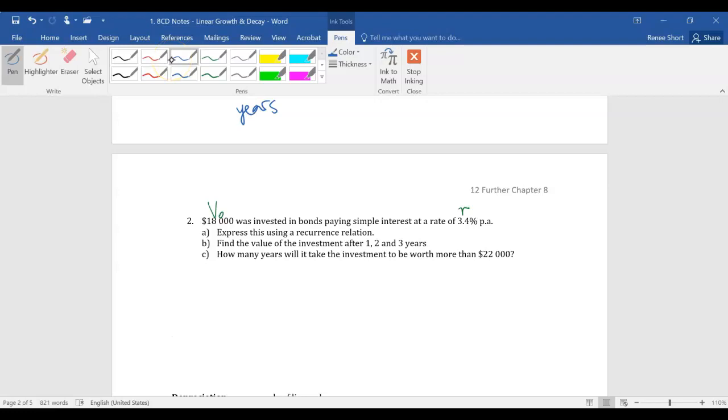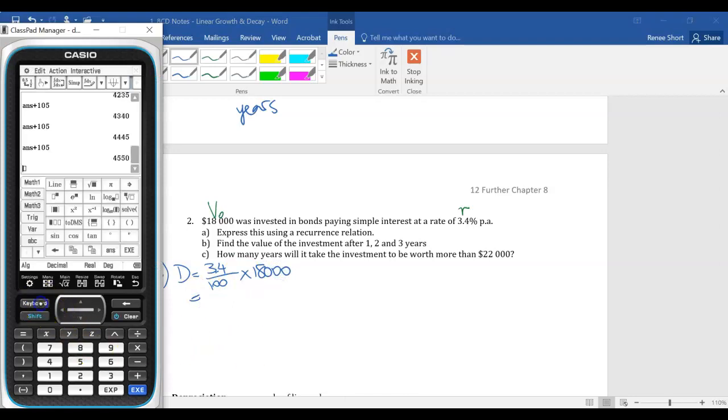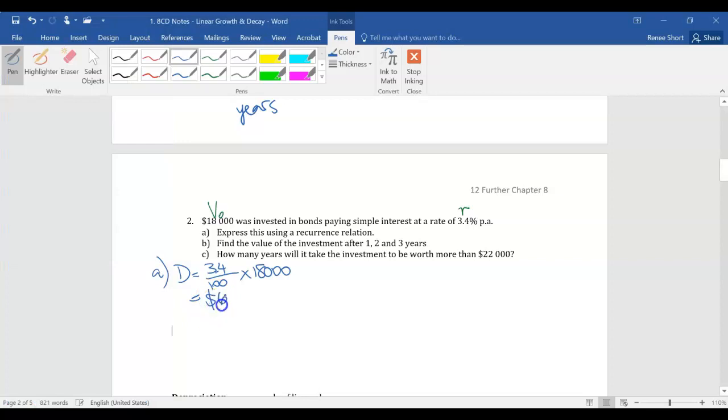We need to express this using a recurrence relation again. So remember, we need to find that D value first, and that comes from taking the rate, dividing by 100, and then timesing that by 18,000. So again, now if I pop this in the calculator, I get a value of $612. So what that is telling me is each year this investment is earning $612 in the account.